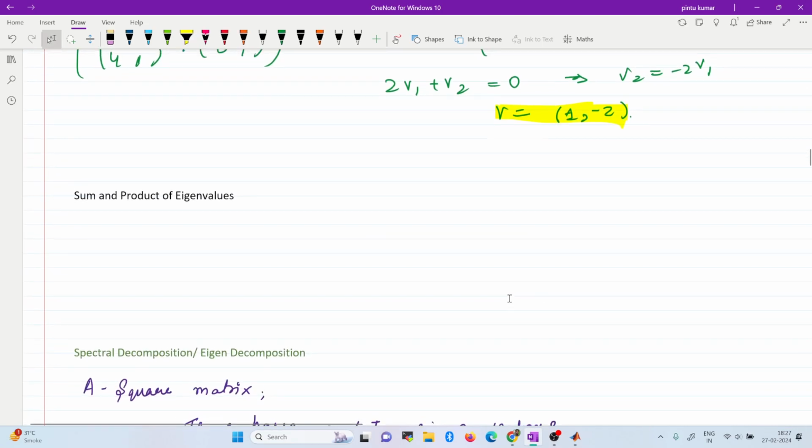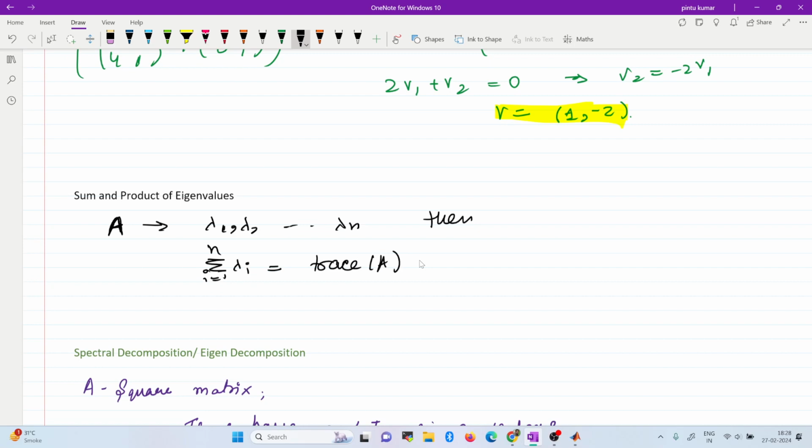There is a question related to sum and product of eigenvalues in the assignment, so that's why I have included it. Let's say you have a matrix A and you have corresponding eigenvalues lambda 1, lambda 2, up to lambda n. Then the sum of eigenvalues is nothing but the trace of your matrix A. What is trace? Trace is the sum of diagonal elements. So in the matrix, if you sum all the diagonal elements, you get the trace of that particular matrix. So this is one property.